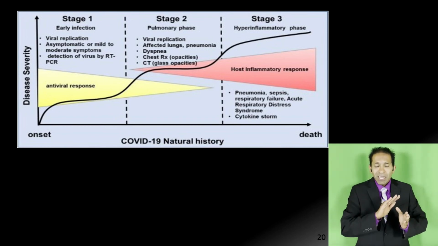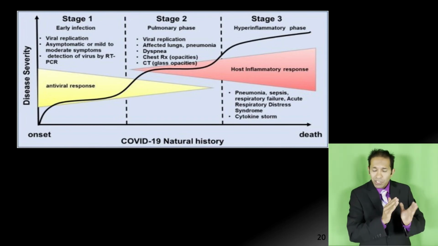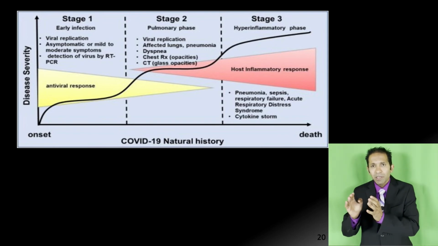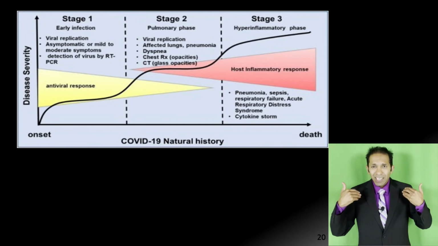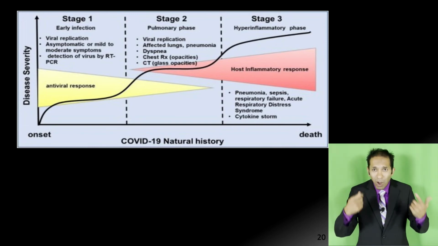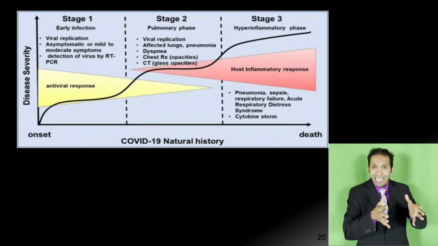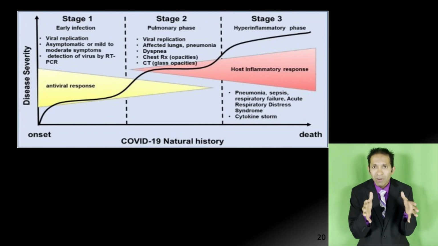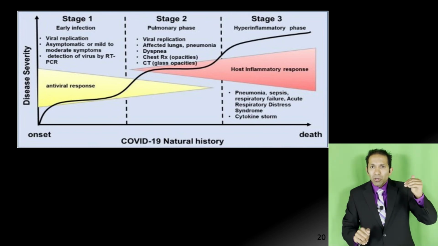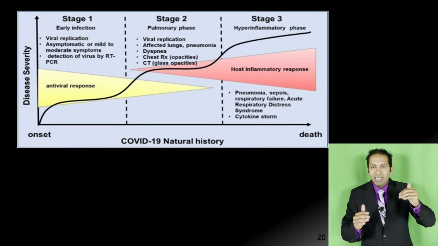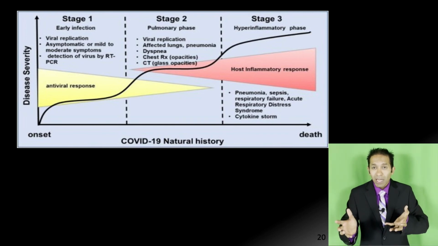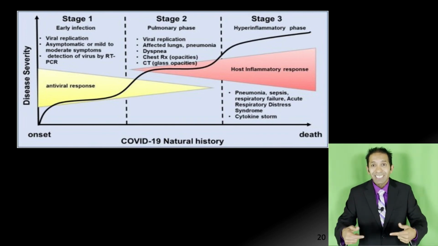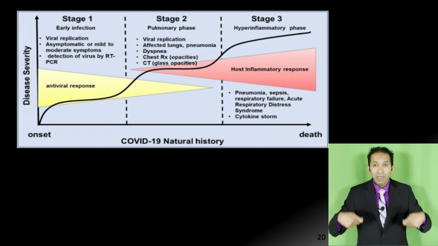Okay, pulmonary phase, that is stage 2, and hyperinflammatory stage 3, these represent host immune response to virus. So this makes sense. If you have a patient who has a COVID-19 infection, their viral load keeps on going down, and after 10 days after the onset of symptoms, you might not be able to detect virus. And if patients are still sick, that is because of their own inflammatory response.